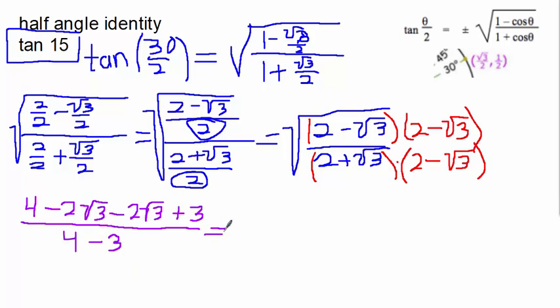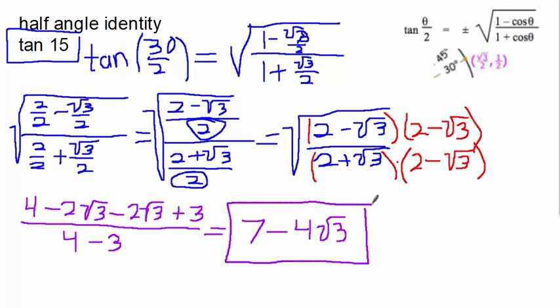Okay, what do you notice about the denominator? It's 1, no more denominator. So now I need to combine like terms, get 7 minus 2 square root of 3 minus 2 square root of 3, which is negative 4 times the square root of 3. Okay, there you go.